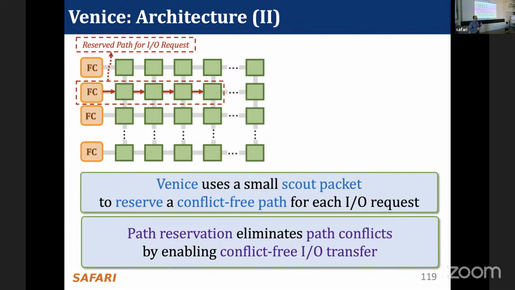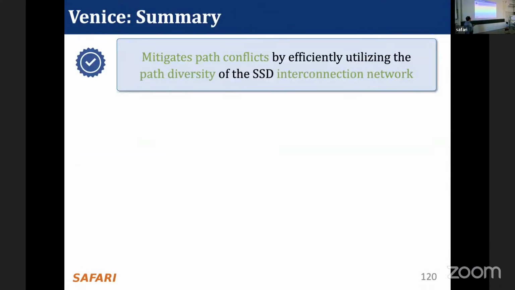And these packets are quite large, like 8 kilobytes or 16 kilobytes of data. If you want to buffer them, you need a lot of buffer per router, and that's not really cost efficient. So with this path reservation, we eliminate path conflicts and provide conflict-free IO transfer, and we also get rid of buffers as much as possible. Now I'm just summarizing Venice, but I don't have more slides about Venice in this presentation, and I will let you check the paper if you're interested.